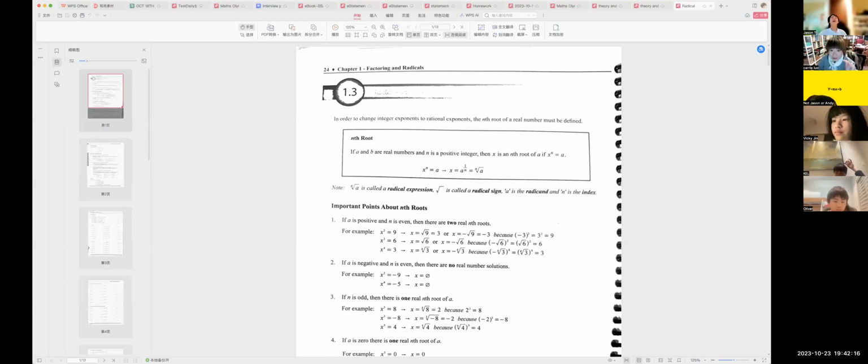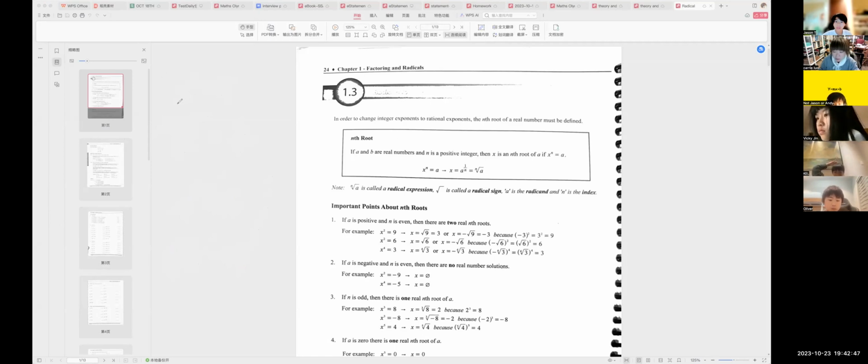I believe everybody in this class is aware of that. If you know 2 to the power 3 equals 8, right? So the cube root of 8 equals 2. Correct, everybody? If you have 4 squared equals 16, then the square root of 16 equals 4. Correct? So today we're going to level up to the nth root.